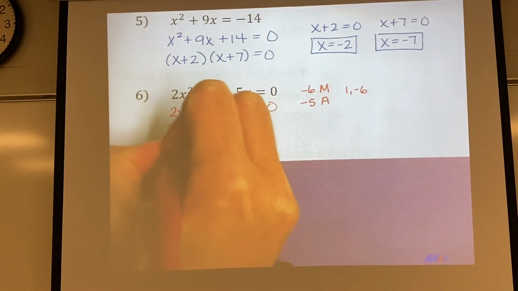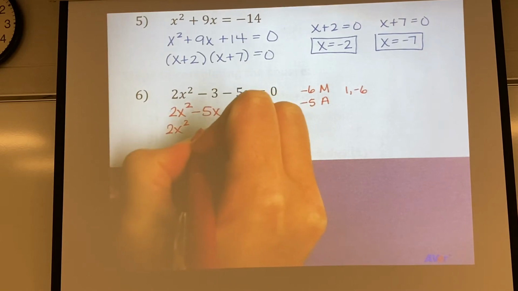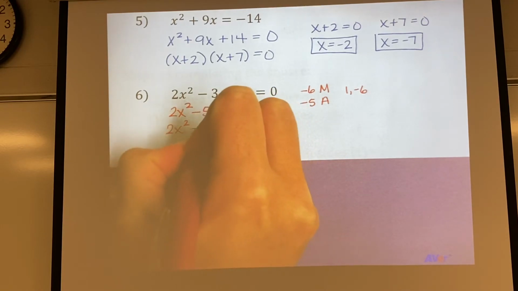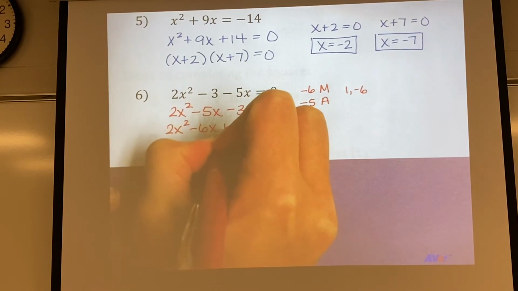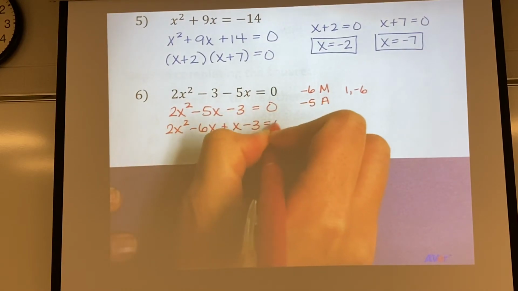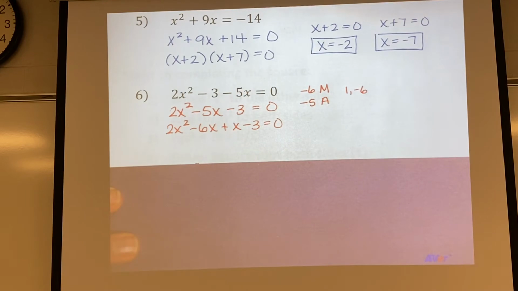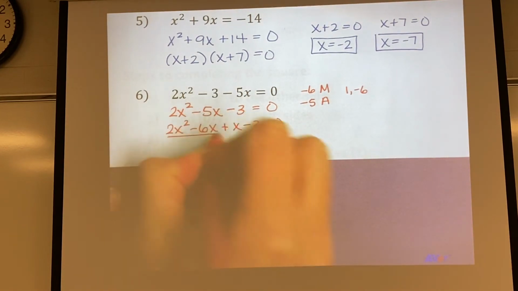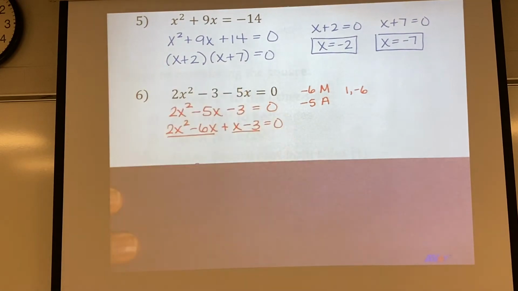So we want to split this negative 5 into those values. It doesn't matter which one you put first. Some of you might have put the 1 first. That would be okay. I put the negative 6 first. Then we want to do factoring by grouping. So we're going to group the first 2 together, group the second 2.